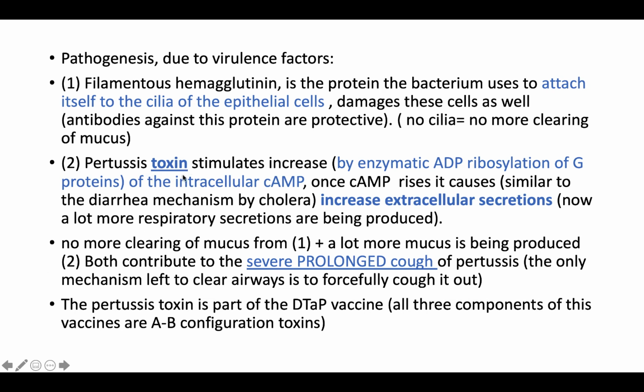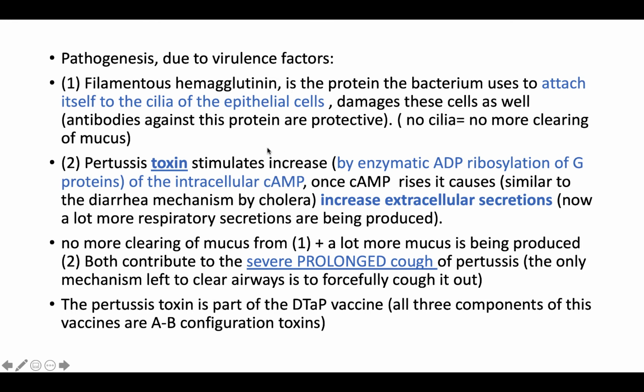What does the toxin do? It is an enzymatic ADP ribosylation of the G proteins, which control the cytoskeleton through the use of cyclic AMP. This is similar to what we said about diarrhea with cyclic AMP. So this increases the extracellular secretions, and now a lot more respiratory secretions are being produced. Think of it this way: by production of intracellular cyclic AMP, it's as if it causes diarrhea, the same mechanism of diarrhea but inside the respiratory tract.